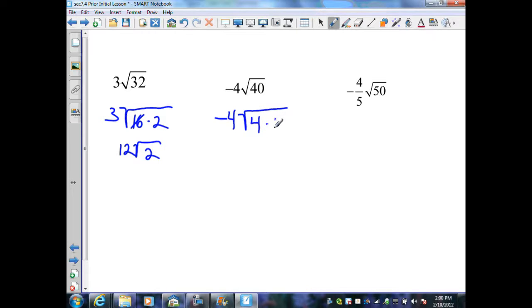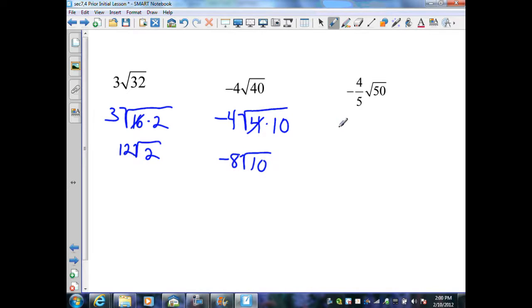I'll pick 4 times 10. The square root of 4 is 2. 2 times a negative 4 is a negative 8. Square root of 10. It looks like 10 can break up into two more factors, and it can. 1 and 10, that's not going to help us. 2 and 5, but neither of which are perfect squares. So this is our simplified answer.